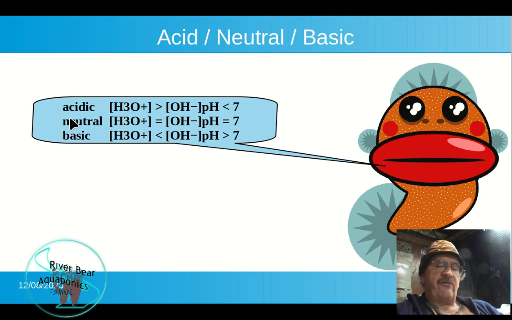So this is just a quick overview of what I just said. An acid has a greater amount of hydronium than hydroxide, and that means it's less than 7, less than neutral. Neutral is when they even out with each other, 1-to-1 ratio. Now they're even, that's considered neutral, pH 7. Basic is when the hydronium is less than the hydroxide, meaning the pH is higher than 7, that's considered basic.